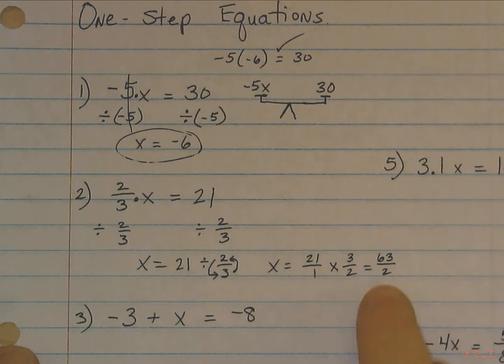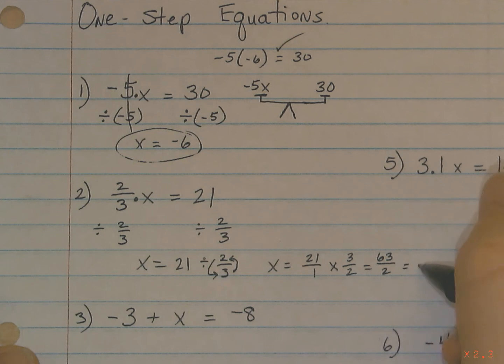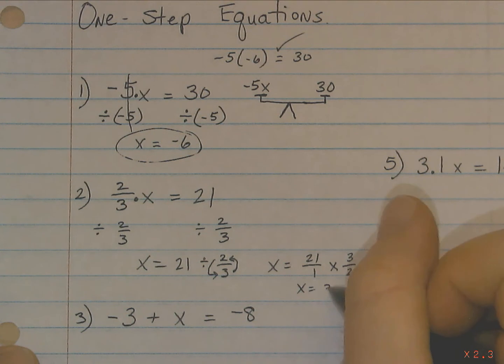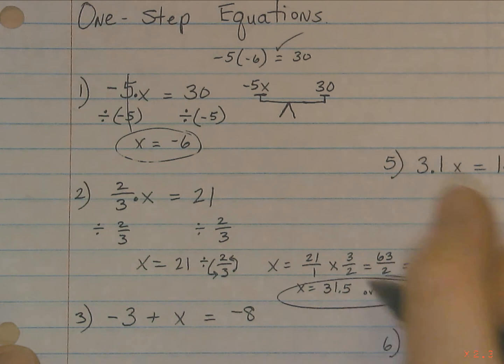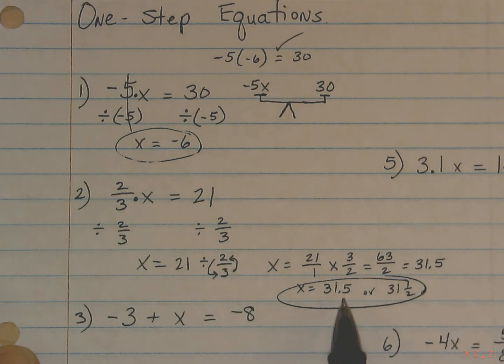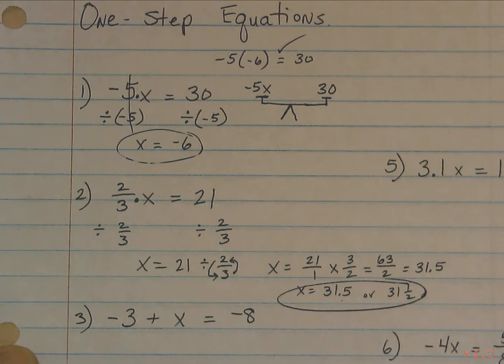And then you're going to change this improper fraction to a mixed number. 2 goes into 63, 31 times at least? 31.5. And that's going to be your answer for x. So x equals 31.5. And how do we check that? We can just plug that back in here, and then you'll find out that that works.